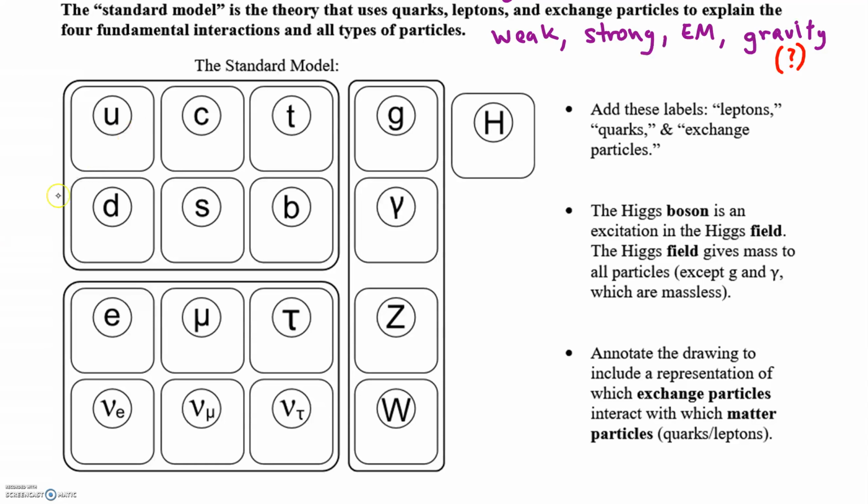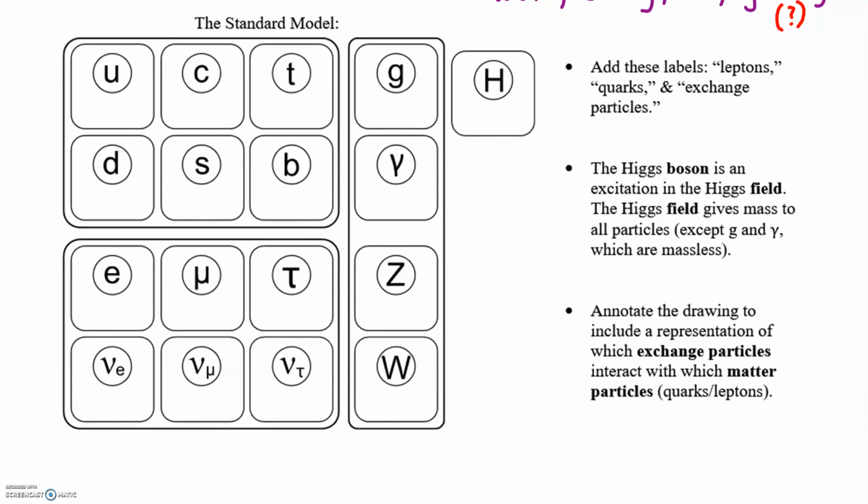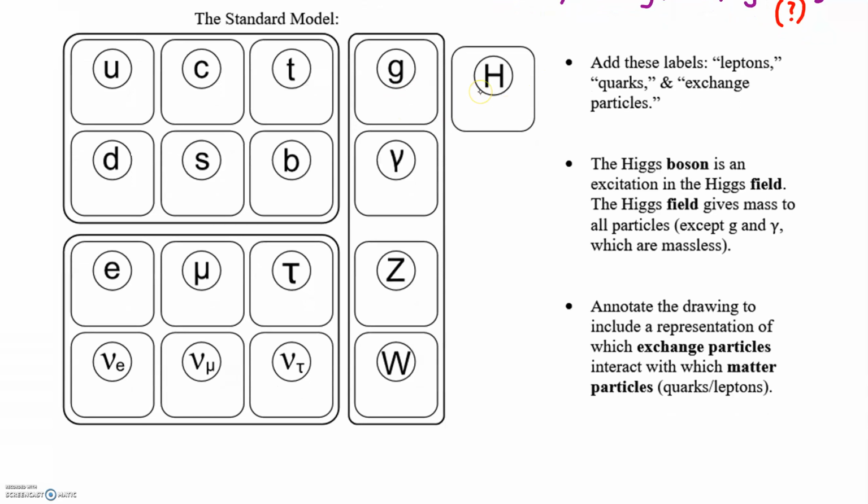So let's take a moment and look at this picture because it's a really great summary of the Standard Model. All right, let's add some labels. Leptons, quarks, and exchange particles. We're not going to write the full word, but where are they? Well, this is just a bunch of letters. Wait, no they're not. This is up quark, charm, top, down, strange, and bottom.